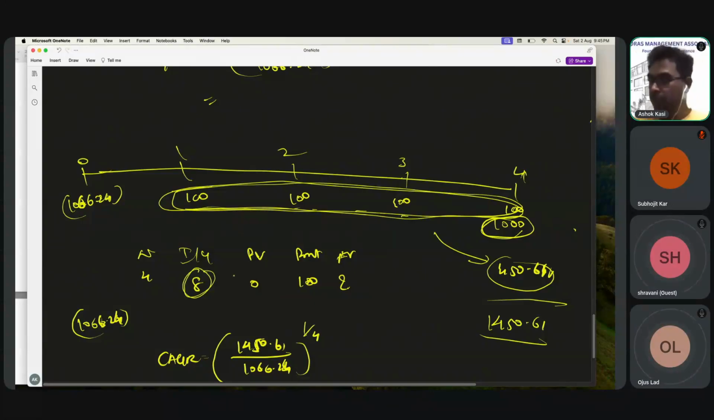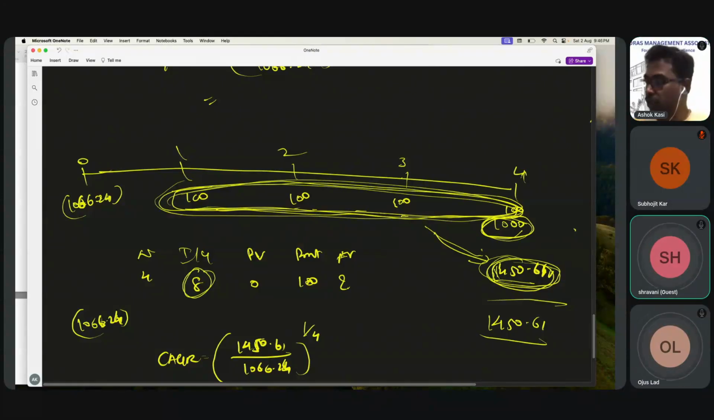If the interest rate is not changing in the market, this 100, 100, 100 becomes 450.611. And finally, I'm getting 1000 also. So I have reinvested and converted all these 400 rupees to 450 rupees, plus 1000 also I'm getting. So it becomes 1450.61. Okay, so understood.